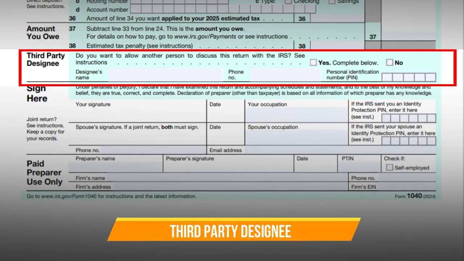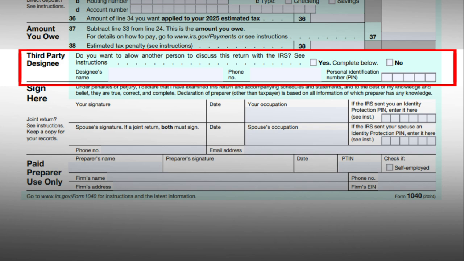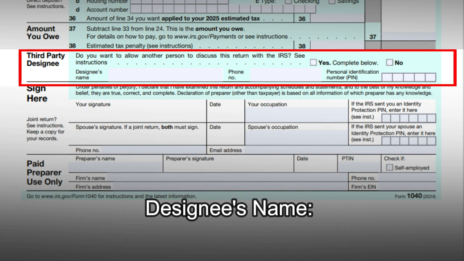The third-party designee section on IRS Form 1040 allows you to authorize another person to discuss your tax return with the IRS. This section works as follows. Do you want to allow another person to discuss this return with the IRS? Yes. If you want to allow another person to discuss your return with the IRS, tick yes and fill out the following fields. No. If you do not want to allow another person to discuss your return with the IRS, tick no.